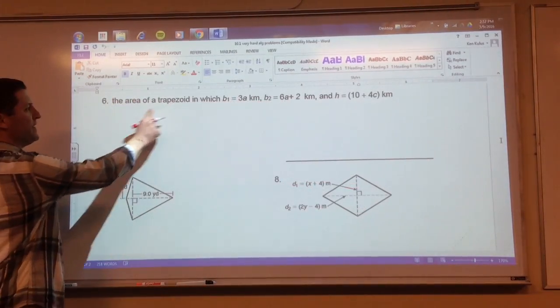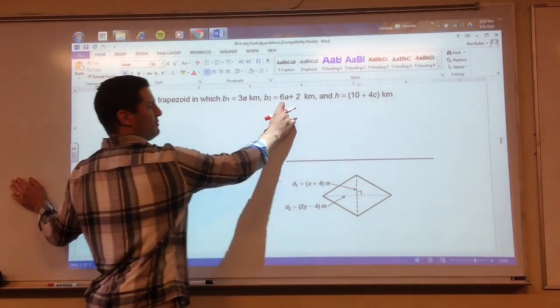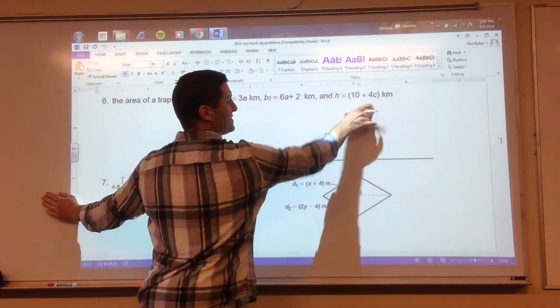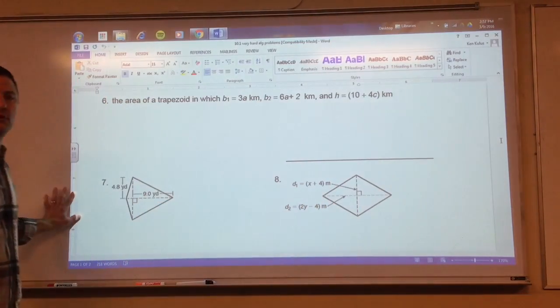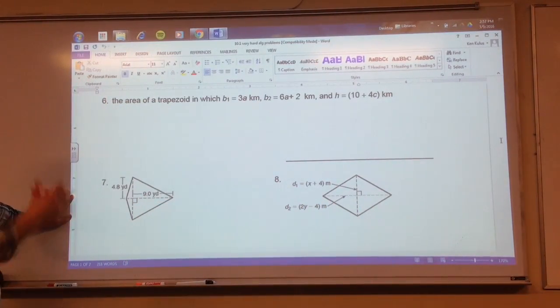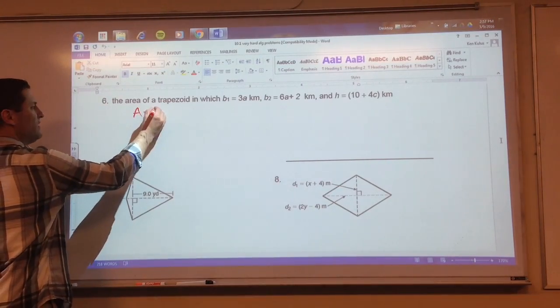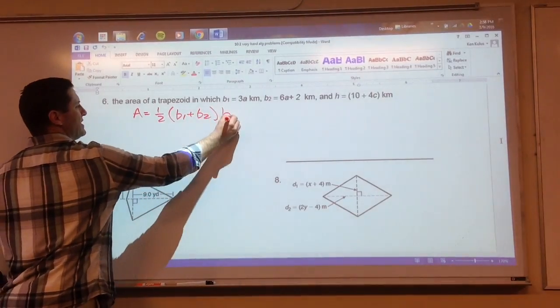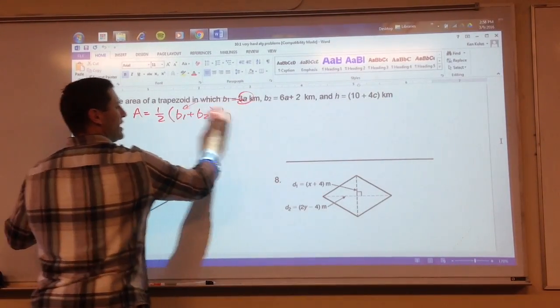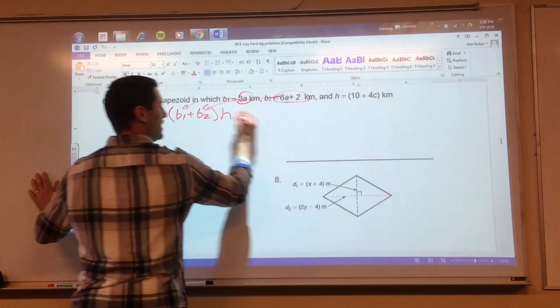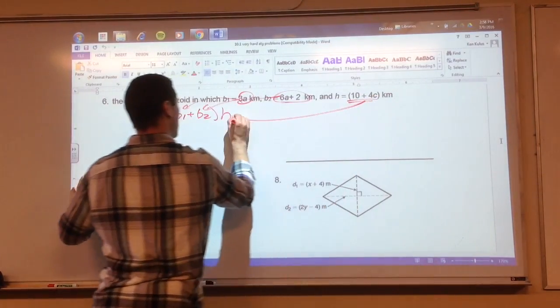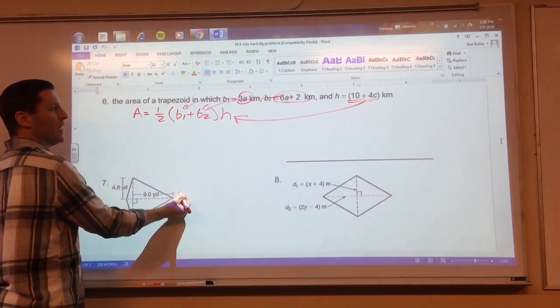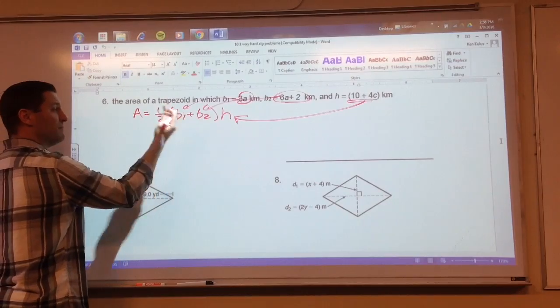Okay, problem 6, find the area of the trapezoid. I have a bunch of variables. I have a's, I have c's. You know what? There could be very likely an expression here with like a's and b's and c's in it for my final answer. Area of the trapezoid again, 1/2 b1 plus b2 times the height. b1, plug it in. b2, plug it in. Height, plug it in.